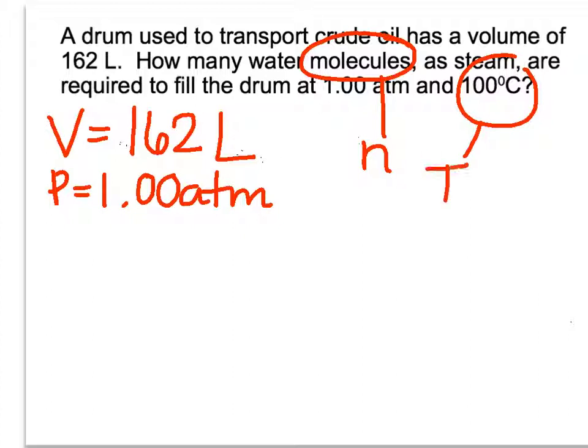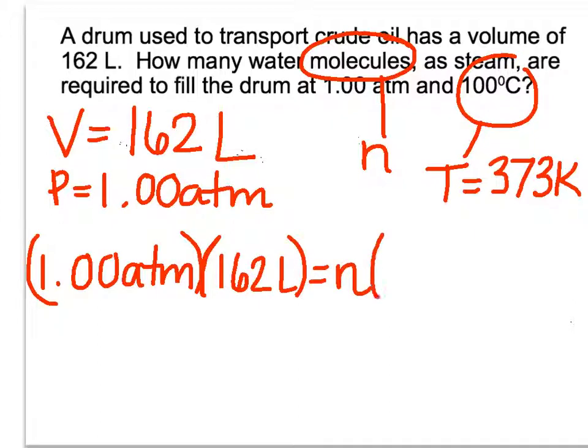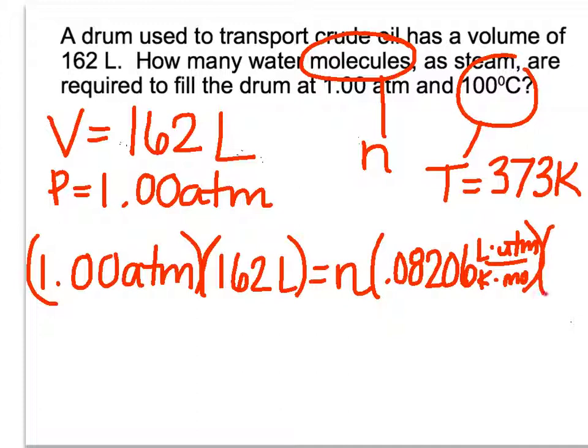So this is my temperature. Automatically with the Celsius, you've got to go ahead and convert that into Kelvin. So that's going to be 373 Kelvin. This is going to be an ideal gas equation. So you're going to do 1.00 atm as my pressure times the volume, which is 162 liters, is equal to moles, which we don't know, R, which is 0.08206 liters times atm over Kelvin times mole, times the temperature, which is 373 Kelvin.